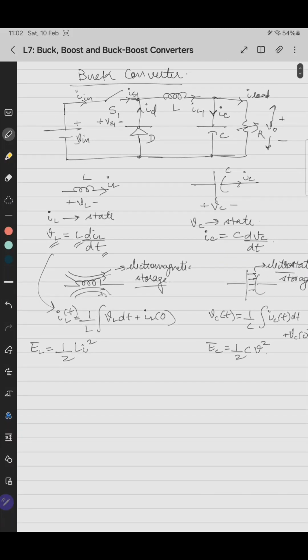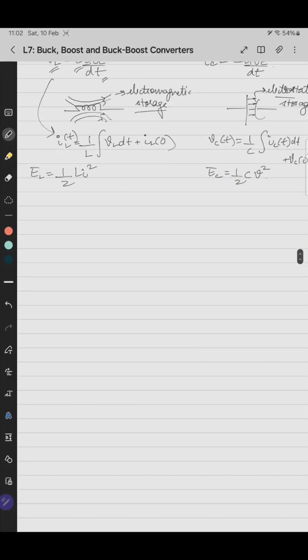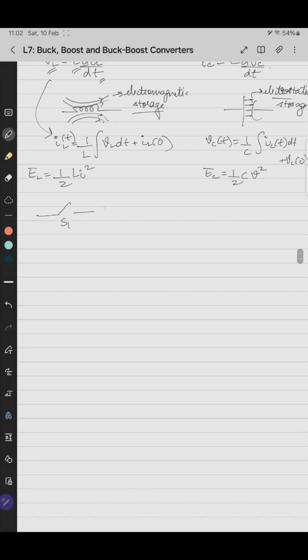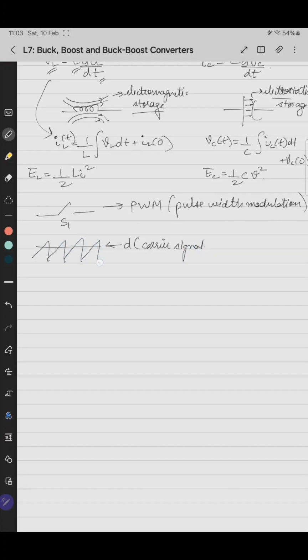So let's say that in the power converter, the switch S1 is operating using a pulse width modulation scheme, which means that it operates in an on-off state. This means that a carrier signal, say this is D, is a ramp signal having some switching frequency.